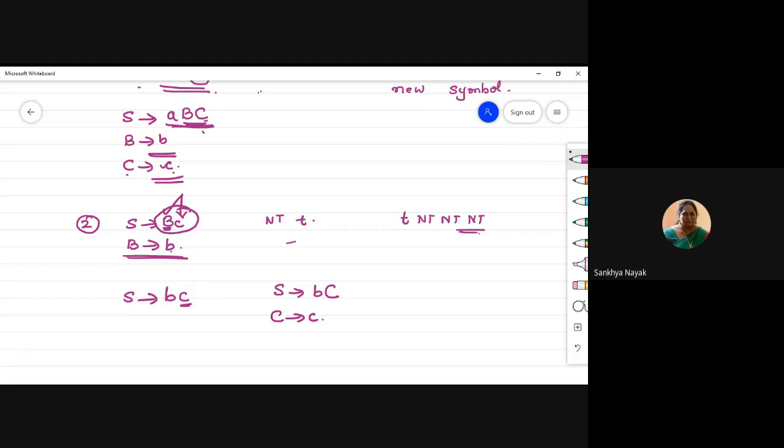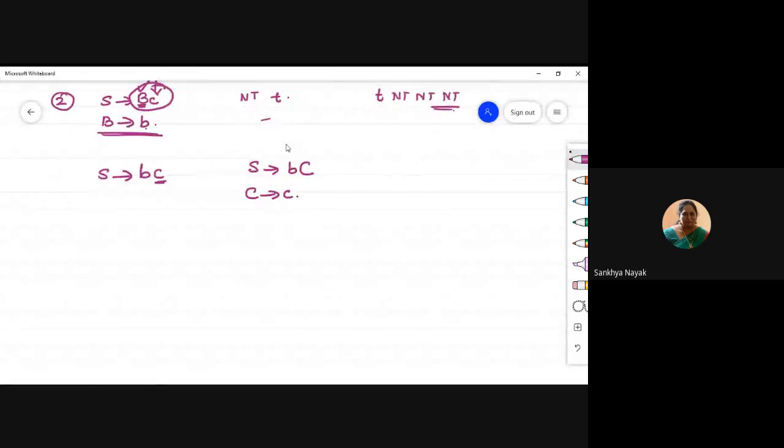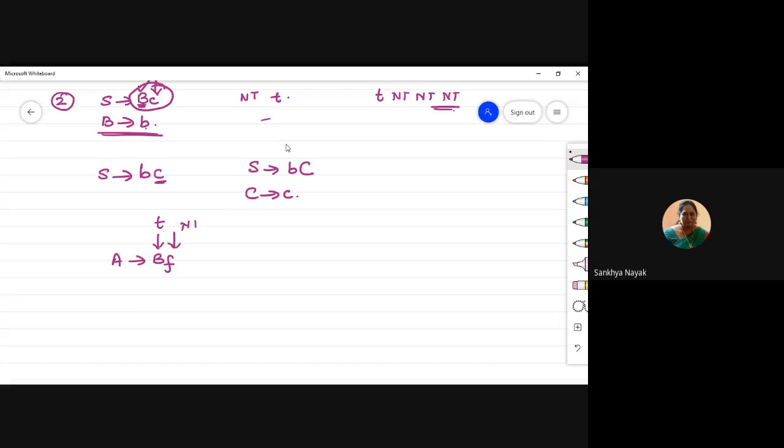Again, I'll repeat this if it's not clear. Let us say I have A derives BF. As you know, this should have been a terminal and this should have been a non-terminal. And I also had B derives b. So converting this non-terminal into a terminal is straightforward because B derives b already is there. So I will write it as bF. And I can remove this because its only use was this. Only this B could have been converted to a small letter, so it's not required anymore because I already replaced capital B by small b.